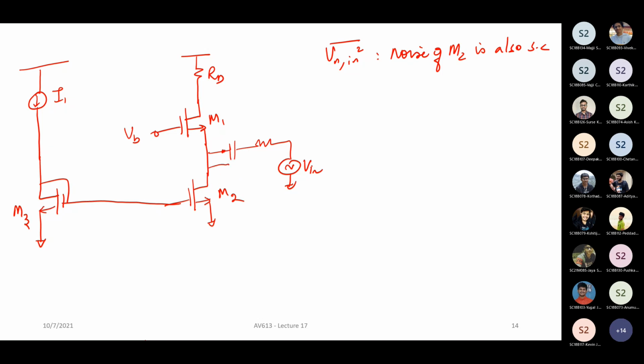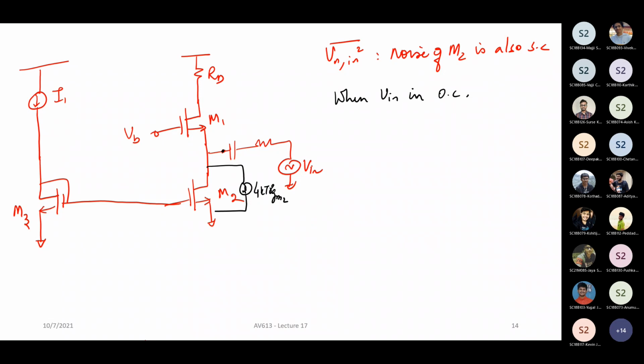So whatever noise is there, obviously, because this is in saturation, this will have a noise of 4 kT gamma GM2. And because we are short circuiting at this particular point, the noise will get short circuited and therefore it does not appear at the output and does not affect your input referred noise voltage power spectral density. Whereas in the case of noise when your input is open circuited, when Vn is open circuited, what happens?